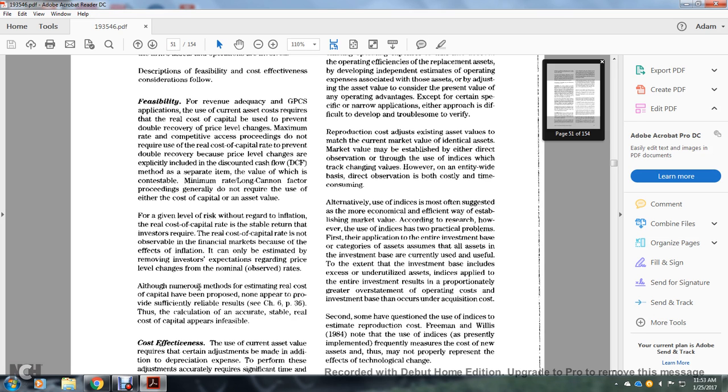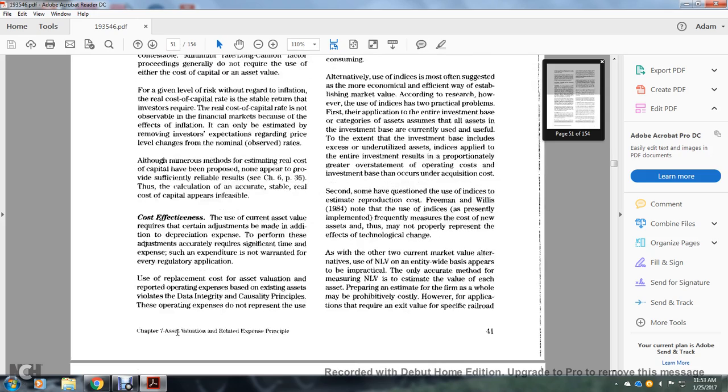proposed, none appear to provide sufficiently reliable results, Chapter 6, page 36. Thus, the calculation of an accurate, stable, real cost of capital appears infeasible.